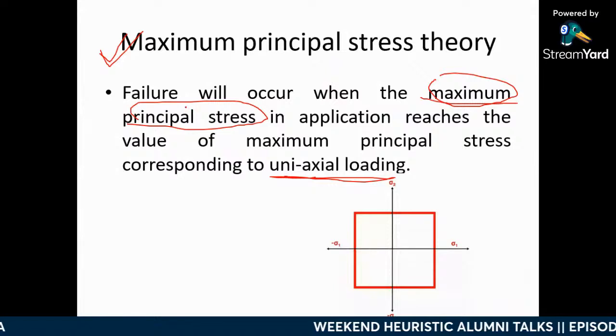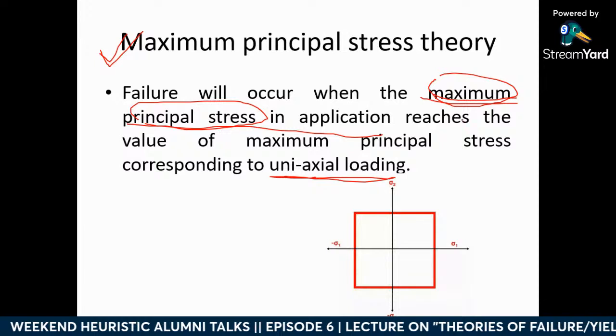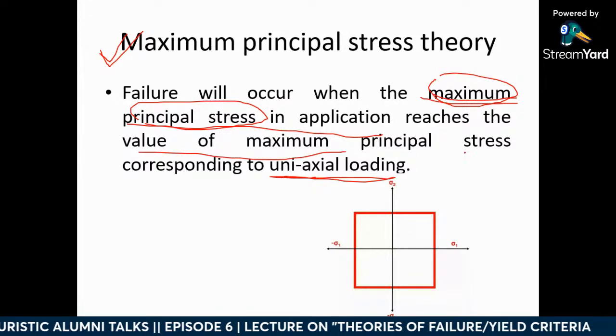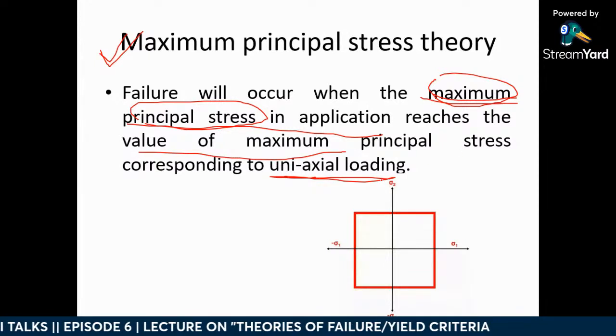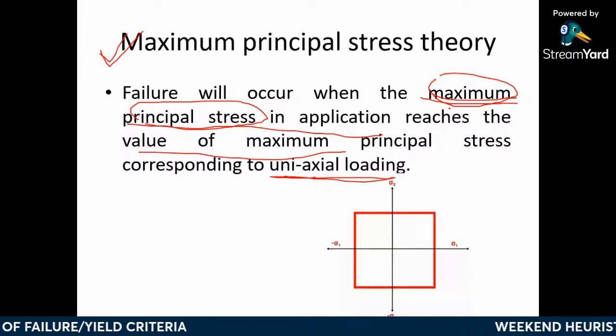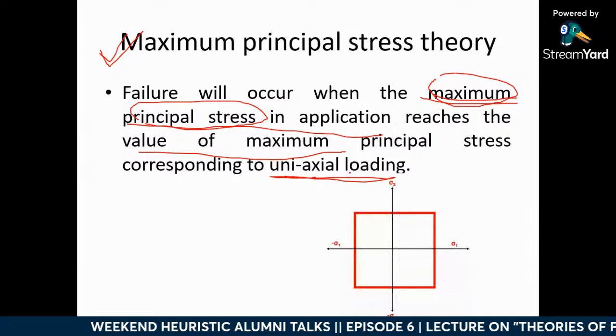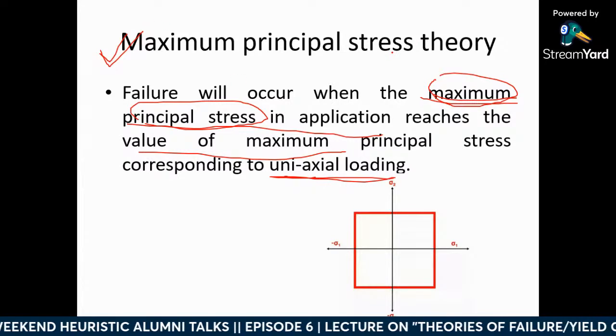Okay, so that's what we have seen here. Failure will occur when the maximum principal stress in your application reaches the value corresponding to uniaxial loading. That is the only thing you need to be assured. So just make sure whatever stress situation in your application, you don't exceed the maximum principal stress of the uniaxial tensile test. That is what this theory says. Okay.